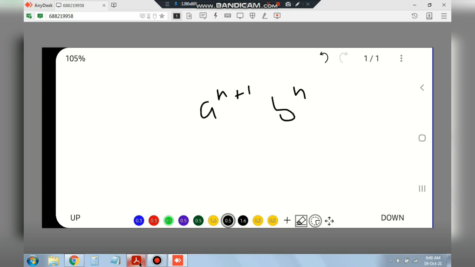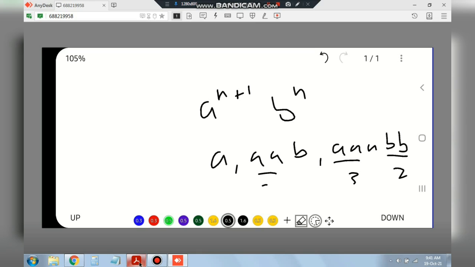So if n value is 0, we'll have a. If n is 1, we will have aab, and if n value is 2, we will have aaabb. Okay. So here what's happening is the number of b's is 1 less than the number of a's. So if a is 3, b will be 2. If a is 2, b will be 1. If a is 1, b will be 0.